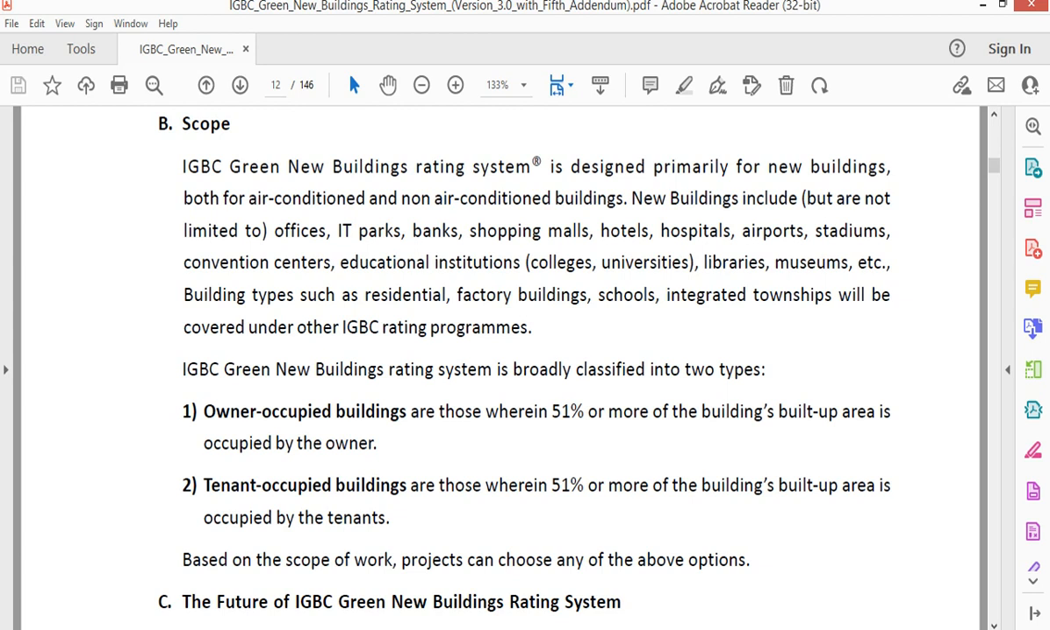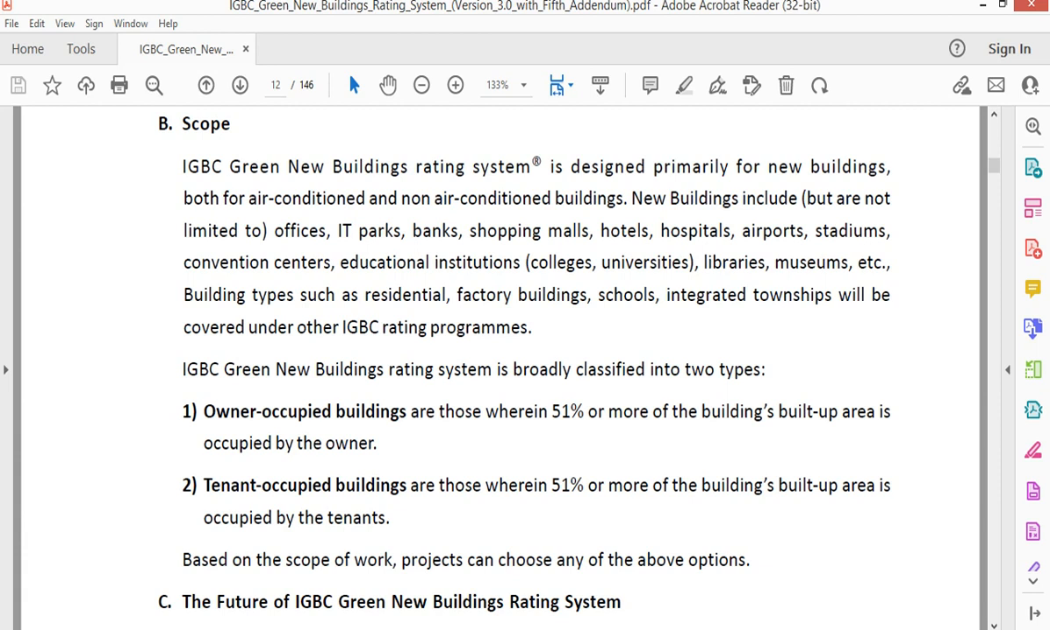So building types such as residential buildings, factory buildings, schools, and integrated townships will be covered under other IGBC rating programs. Now, for example, if one wants to construct a residential building, they would have to refer to the IGBC Green Homes, and during the construction of any integrated township, they would have to refer to the IGBC Green Townships. So based on the occupancy, this rating system has classified buildings into two types, which are the owner occupied buildings and tenant occupied buildings.